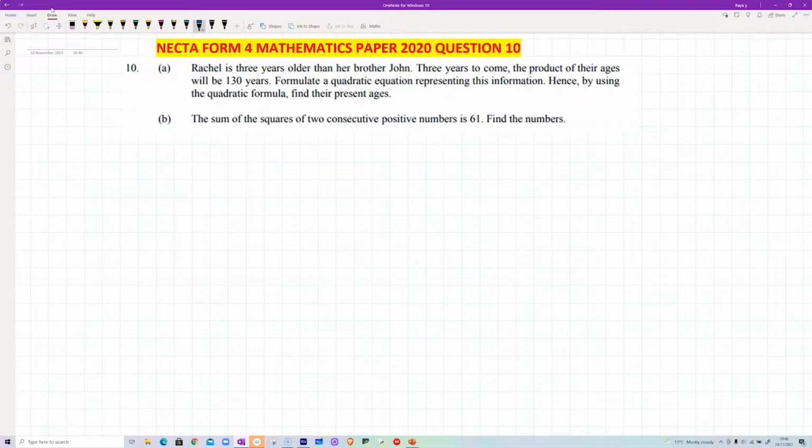This is Teacher Raya here. So I'm going to solve question 10 from the NECTA Form 4 Mathematics paper 2020. So we start with part A.